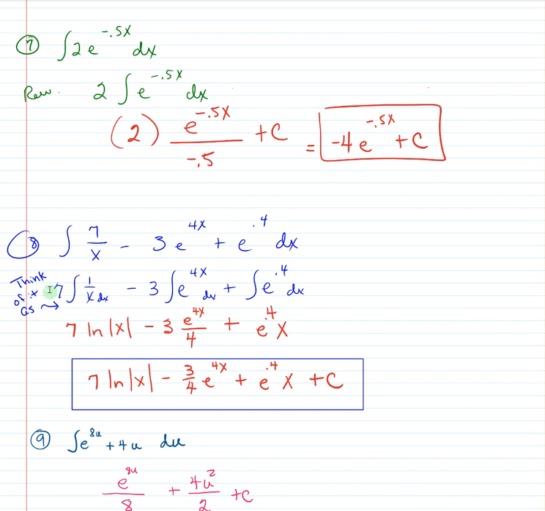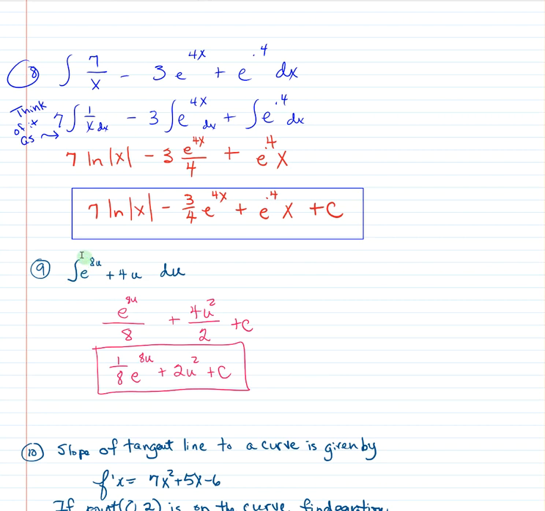So if you pull the 7 through, you've got 1 over x. Remember, that has its own rule. So that's 7 times the ln of absolute value of x. Minus, pull the 3 through, you've got e to the 4x over 4, plus e to the 0.4 x, because that's just a constant. That's just a number, and we just have to move up one level to x. So when we put it all together, 7 ln absolute value of x minus 3/4 e to the 4x plus e to the 0.4 x plus c.